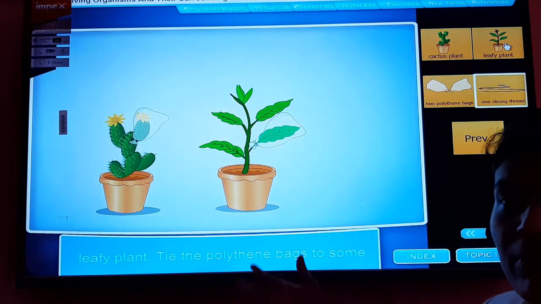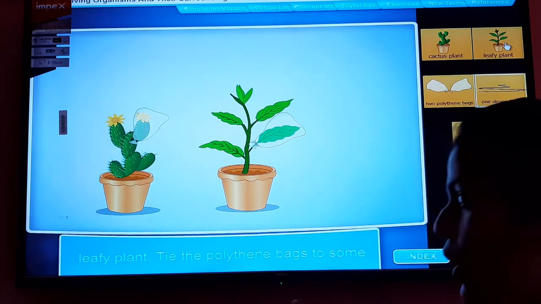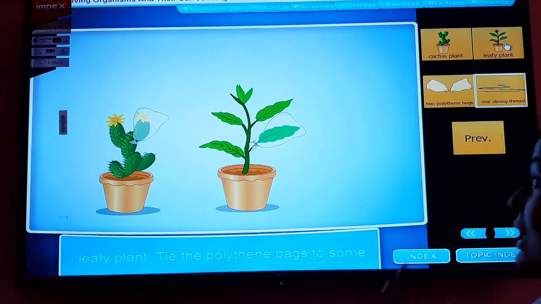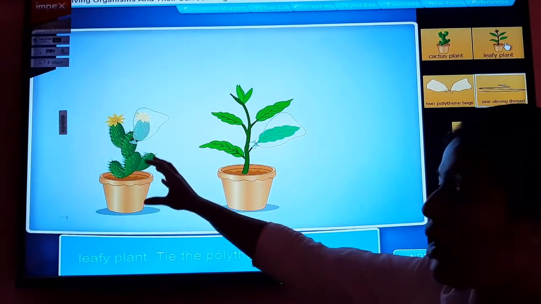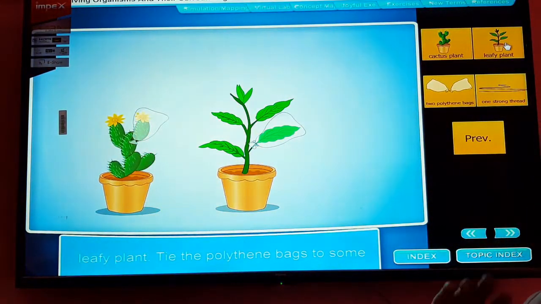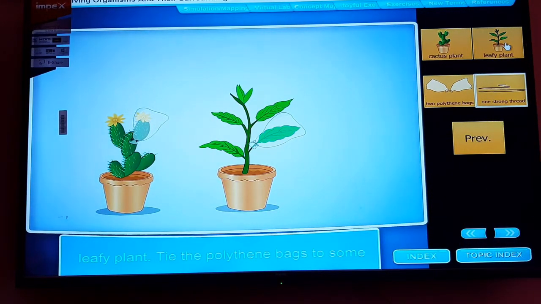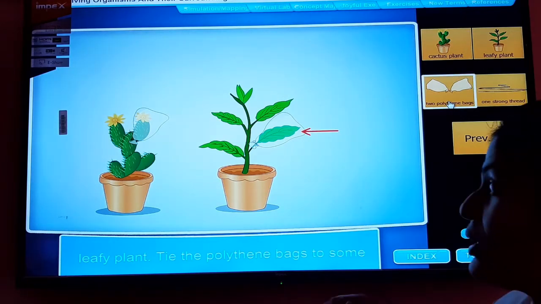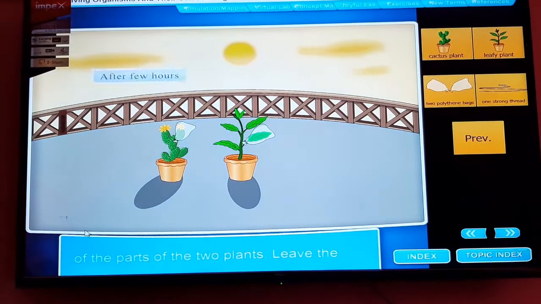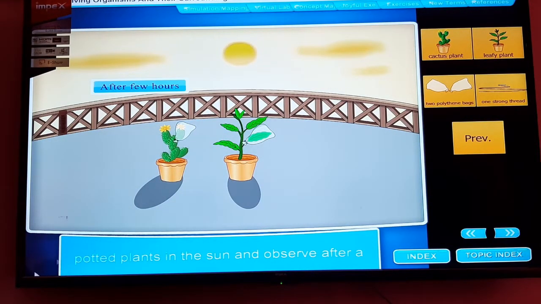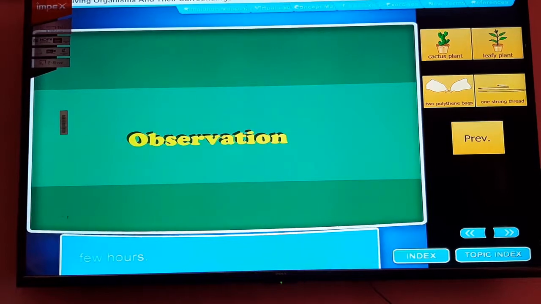We are going to keep both these plants in the same environment and we are going to tie the leaf of the terrestrial plant and a small branch of the cactus plant. We are going to tie it with a polythene sheet. So the teacher is going to take the strong thread for that. Tie the pot. Now we are going to tie the polythene bags to some parts of the 2 plants. Leave the potted plants in the sun and observe after a few hours.